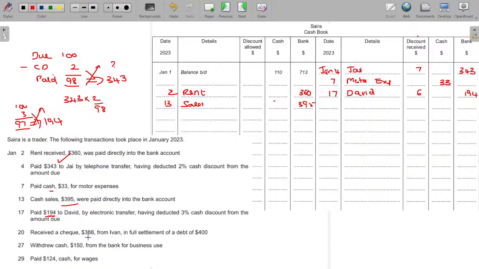Received a check 388 on 28th. Bank. The check is for 388 from Ivan in full settlement of a debt of $400. So the difference between these two will be discount allowed, 12 rupees. From Ivan. I need to name Ivan here.